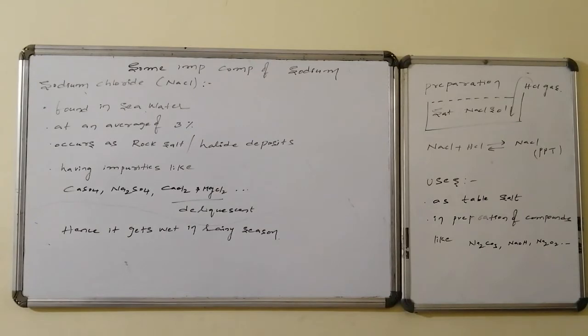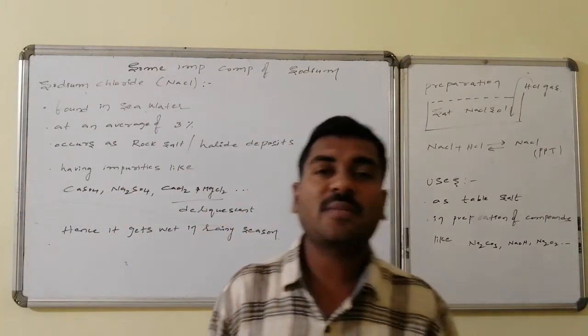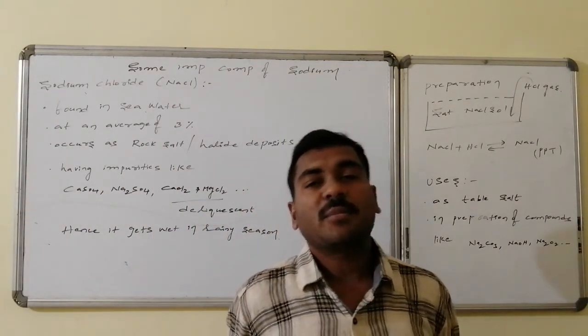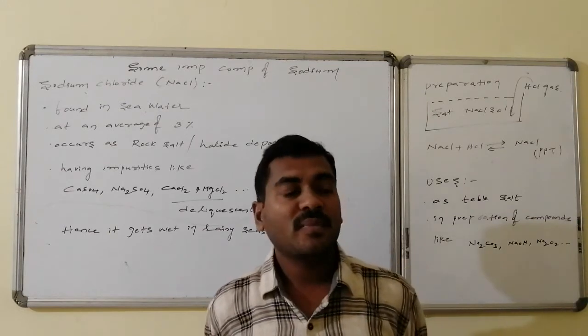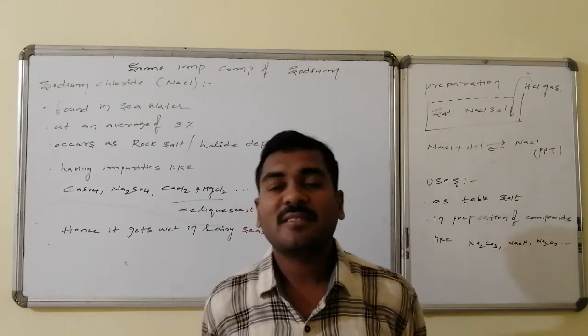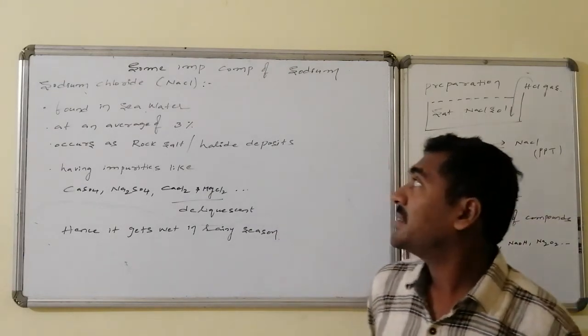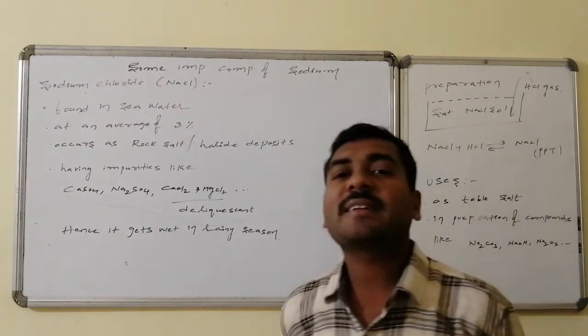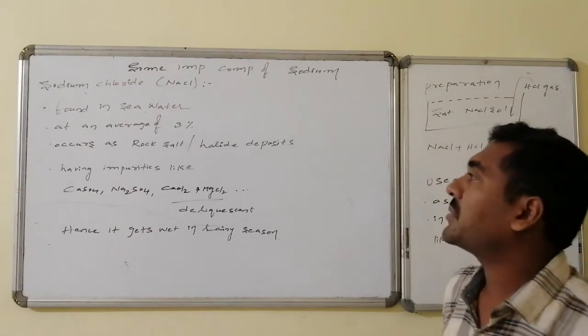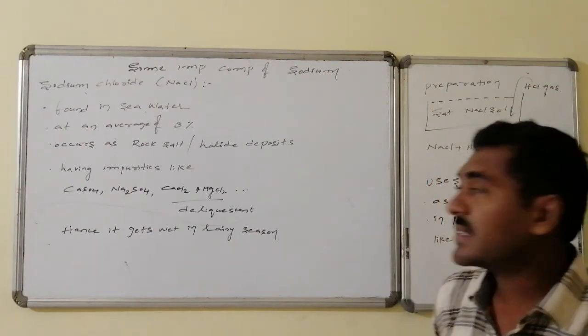Yes, welcome friends. Let us go for the next part of discussion of alkali metals, that are some important compounds of sodium. Even sodium is also important, but we will start our discussion with sodium chloride. Sodium chloride has the formula NaCl, which is an ionic compound, generally found in seawater.